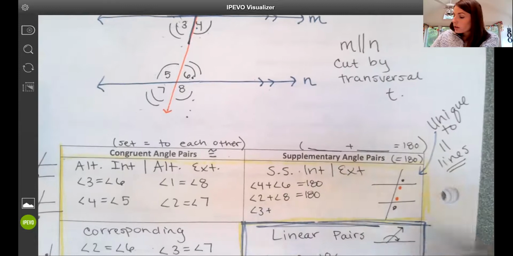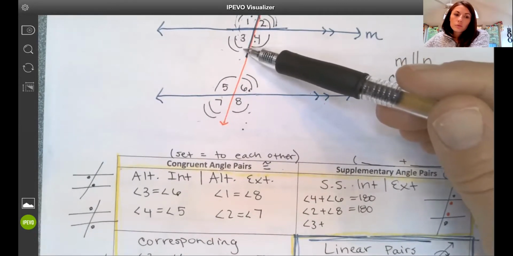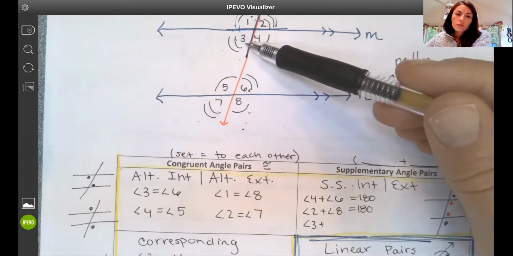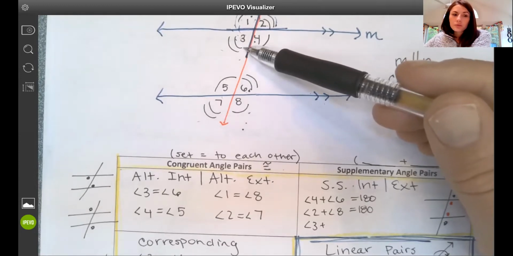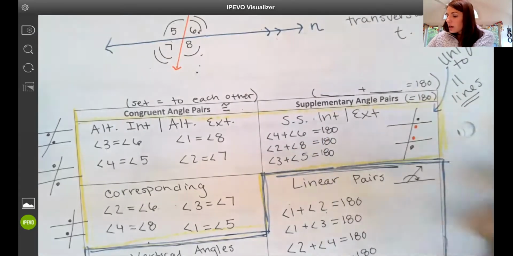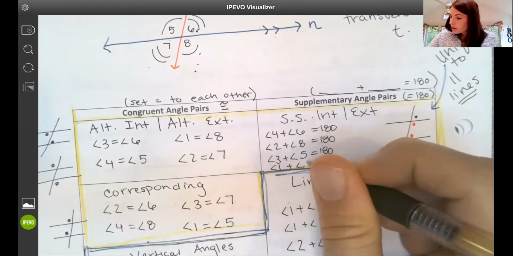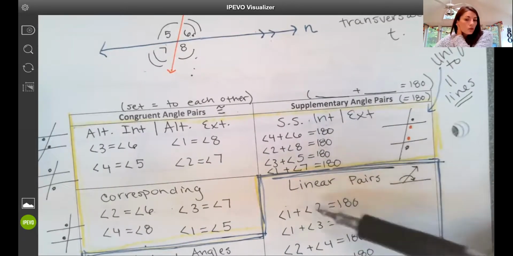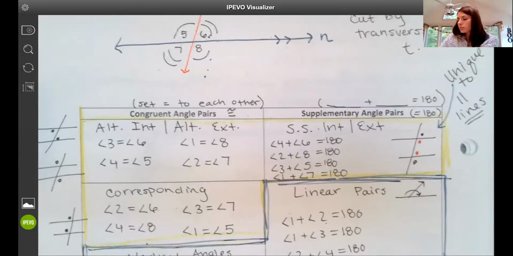Angle 3 and angle what? Did y'all fall asleep on me? 5, yeah. Angle 3 and angle 5 have to equal 180, and angle 1 and angle 7 have to equal 180. Okay, so this is new to us today. All three of these boxes are new to us today.